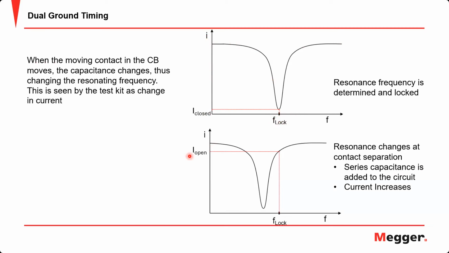And when you look at the response for when the breaker is open, you can see at this point the current is much higher. So using this way, we can differentiate between when the breaker is closed and when the breaker is open.